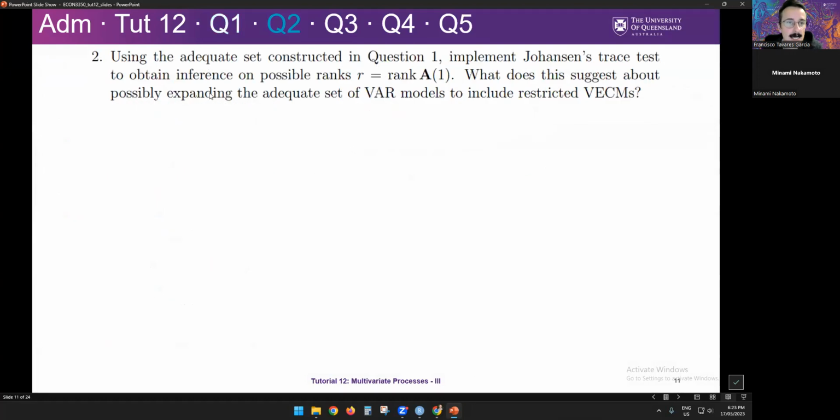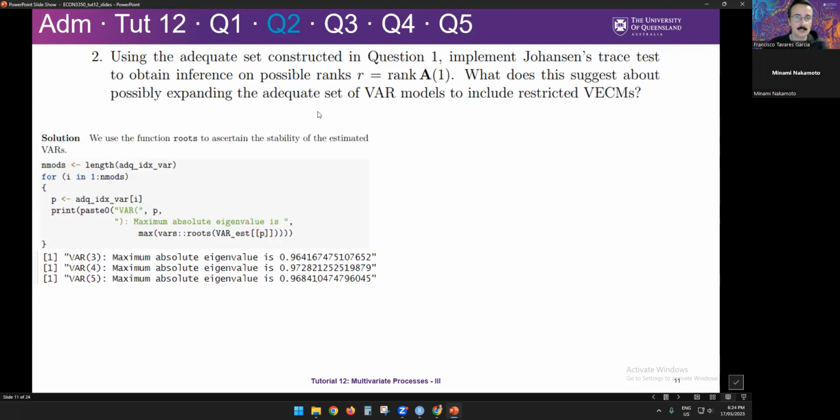Now, using the adequate set constructed in question 1, implement Johansen's trace test to obtain inference on possible ranks. What does this suggest about possibly expanding the adequate set of VAR models to include restricted VECMs, vector error correction models? So the ranks, right? What are we going to do first?